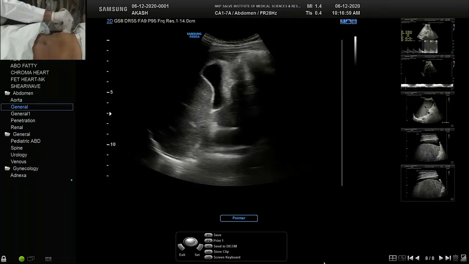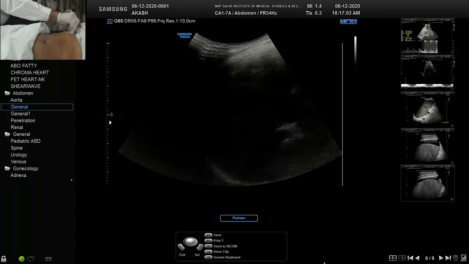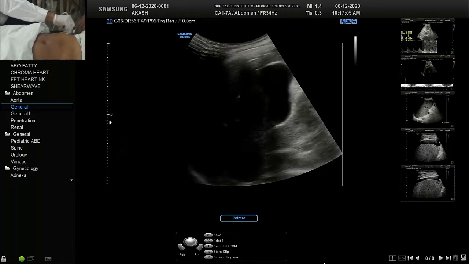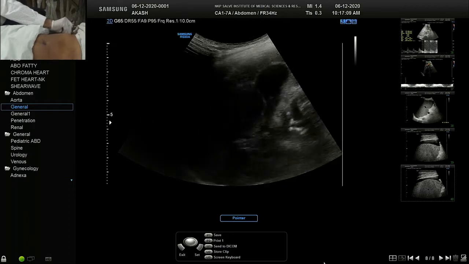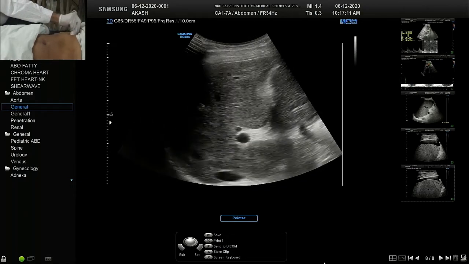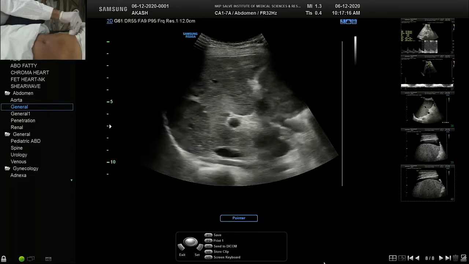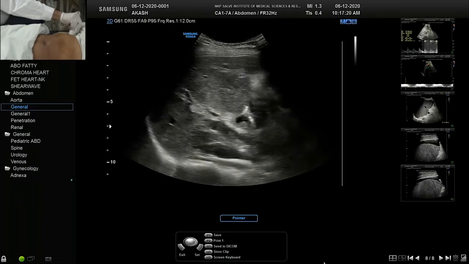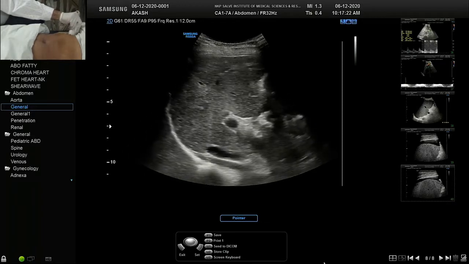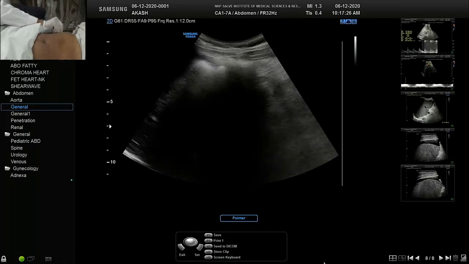So we see the liver from intercostal approach. Now overall heterogeneity of liver is there. That is the portal vein. The portal vein appears patent. Many times you can see the blood flow moving in the portal vein.